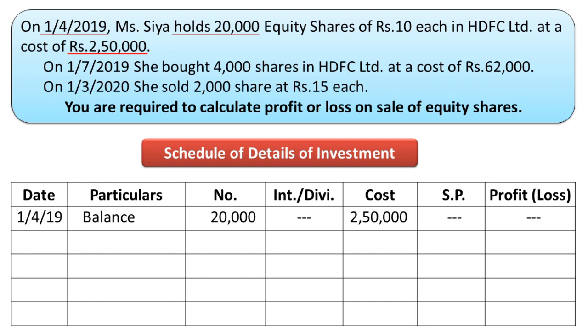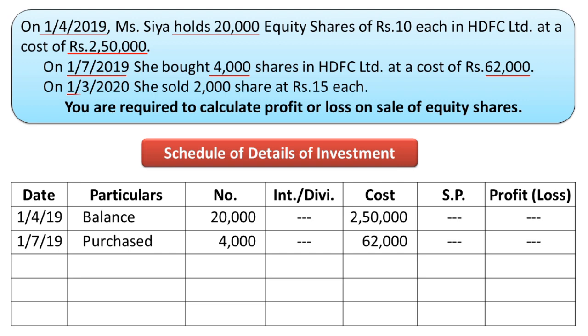The second transaction on 1st July 2019 is of purchase of 4,000 shares of the same company, same bank at a cost of rupees 62,000. So in the schedule we'll write 1st July 2019, it is purchase, 4,000 shares. There is no declaration of dividend and the total cost of purchase given in the problem is rupees 62,000.